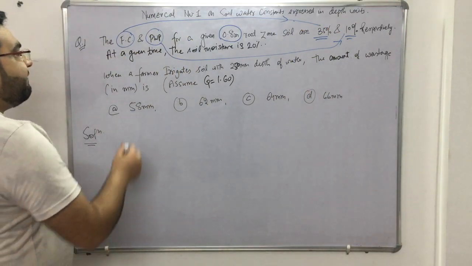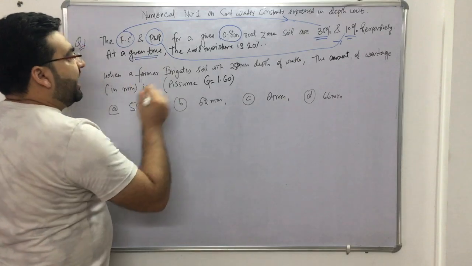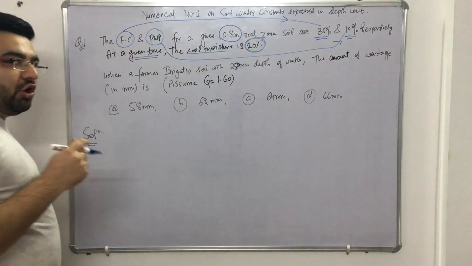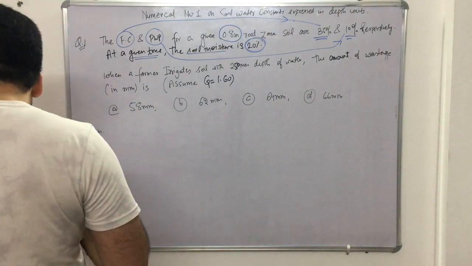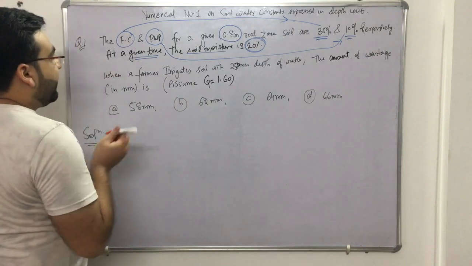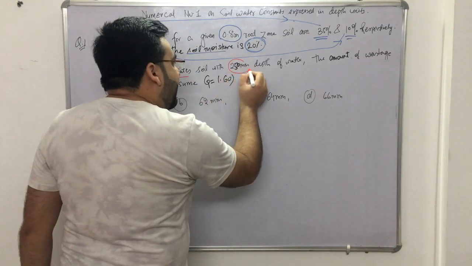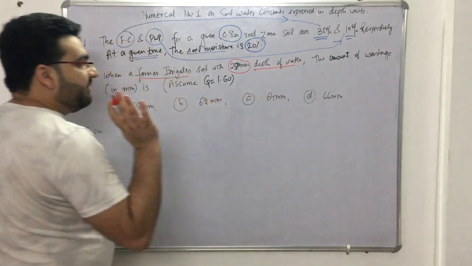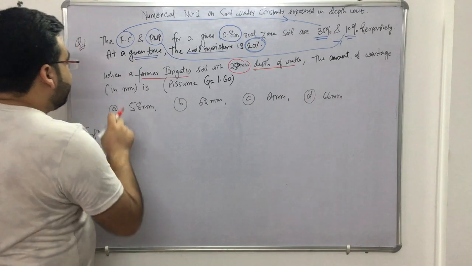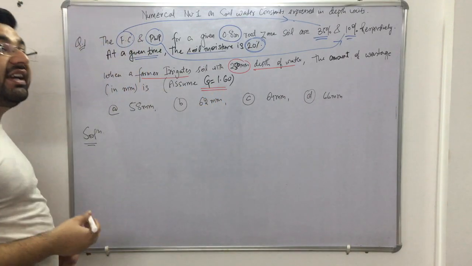Also given, at a given time, the soil moisture is 20%. So soil moisture is given to us at a particular interval of time. When a farmer irrigates the soil with 250 mm depth of water, so the depth of water is given, we have to calculate the wastage of water in mm. Assume G is the specific gravity of soil.